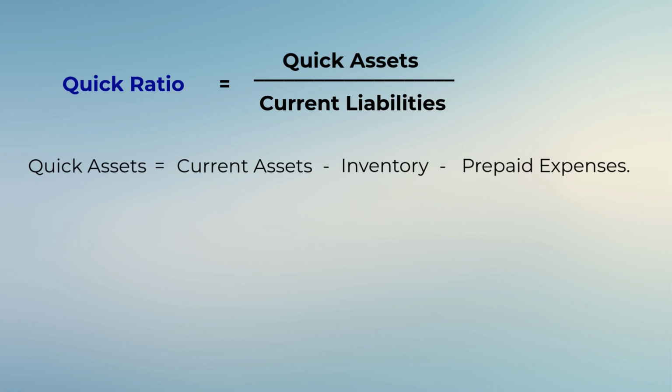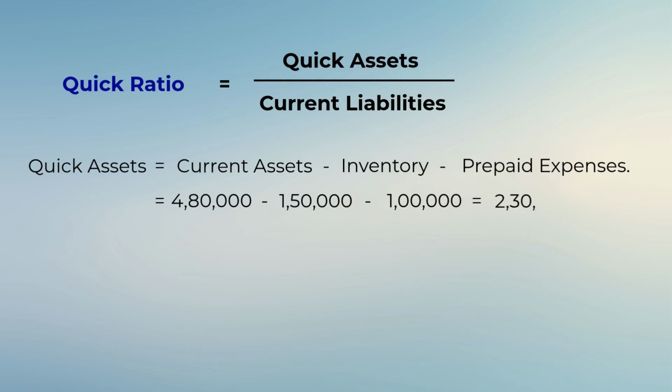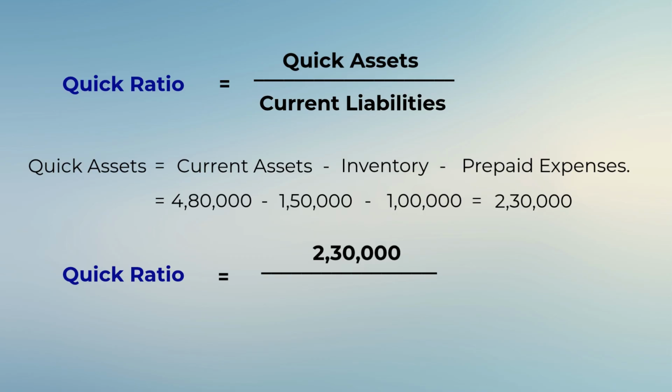By putting the numbers of current assets, inventory and prepaid expenses in the formula, we will get a figure of 2,30,000. Thus, quick ratio is equal to 2,30,000 divided by 2 lakhs, which is equal to 1.15. Thus, the company has 1.15 rupees of immediate liquid assets for every 1 rupee of short-term liability, which is a comfortable position.